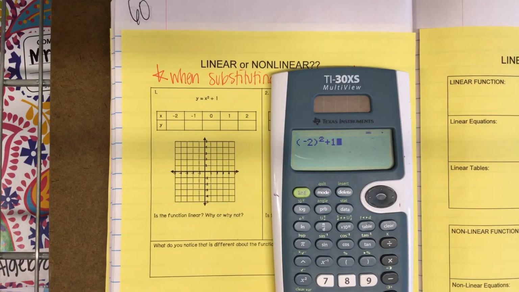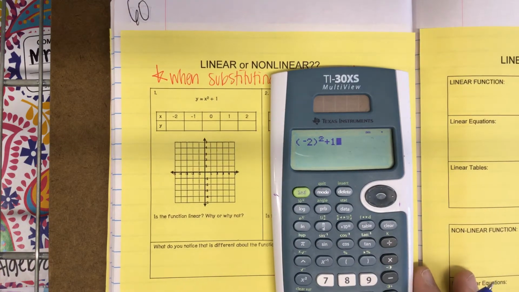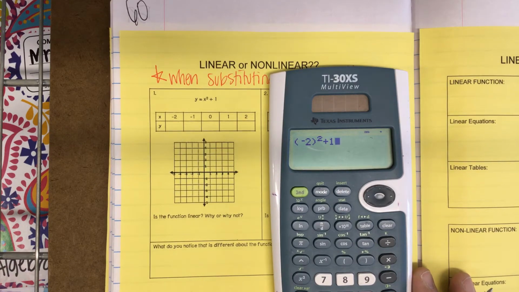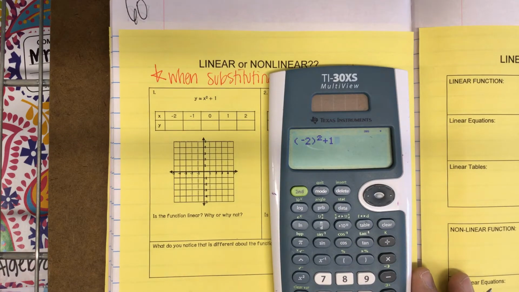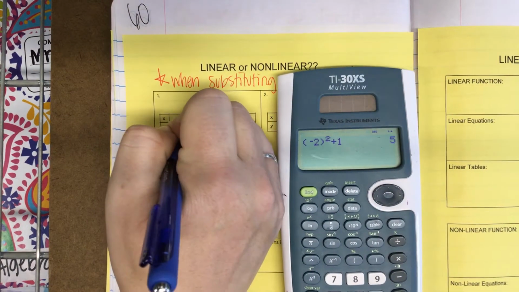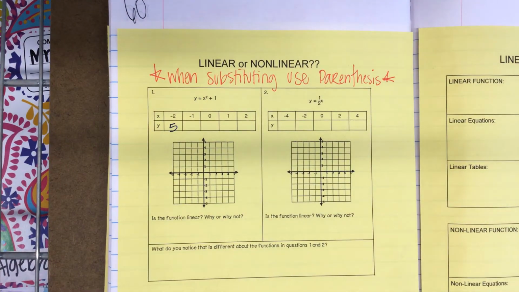plus 1. And again, when you substitute a number, the number that goes into the problem should always be put inside parentheses. It makes it easier. You do not make as many mistakes if you use parentheses. -2 squared plus 1. The answer is 5. I want you to continue to fill in that table.